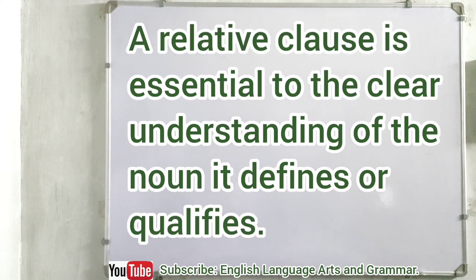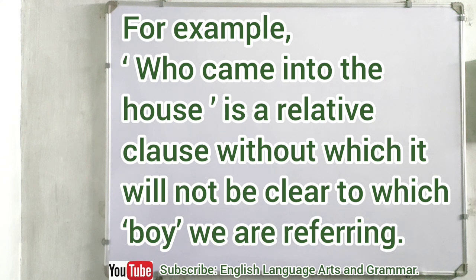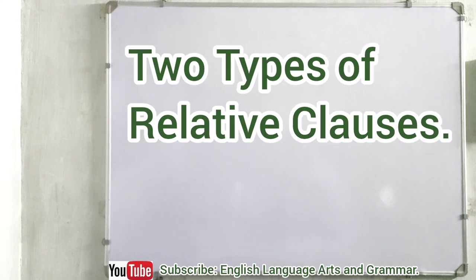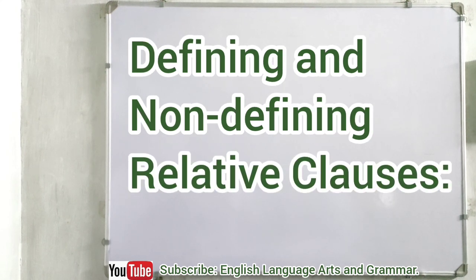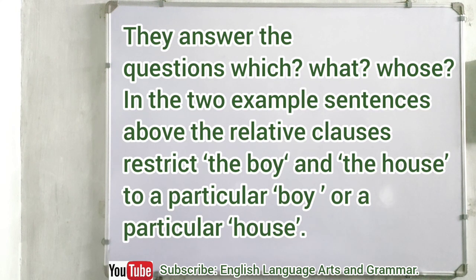A relative clause is essential to the clear understanding of the noun it defines or qualifies. For example, who came into the house is a relative clause, without which it will not be clear to which boy we are referring. There are two types of relative clauses, defining and non-defining relative clauses. Defining relative clauses limit the noun or pronoun to which they refer to a particular type. They answer the questions which, what, whose. In the two example sentences above, the relative clauses restrict the boy and the house to a particular boy or the particular house.